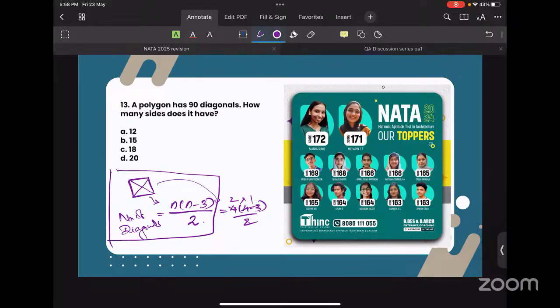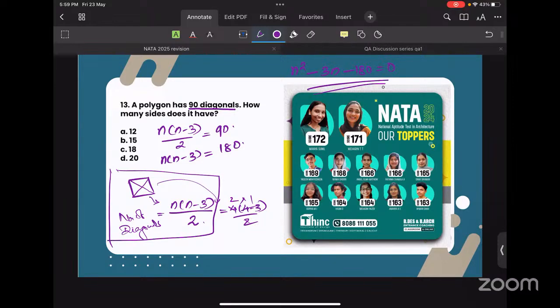So in this question, the diagonals are given. That means n into n minus 3 by 2 equals 90, already given. We need to convert this into a quadratic equation and then solve it: n square minus 3n minus 180 equals 0. You can solve that quadratic equation, or you can seek the help of the options. So n into n minus 3 should be equal to 180.